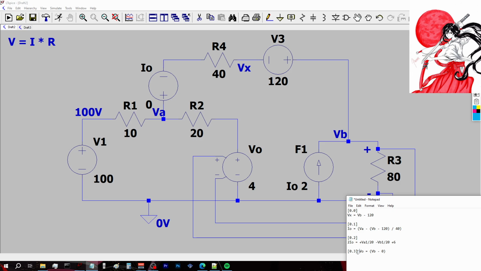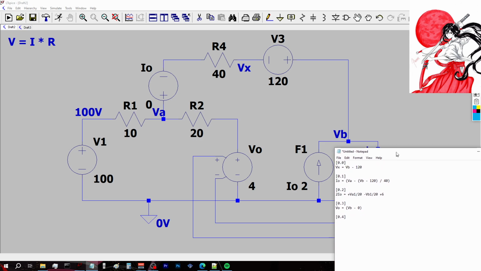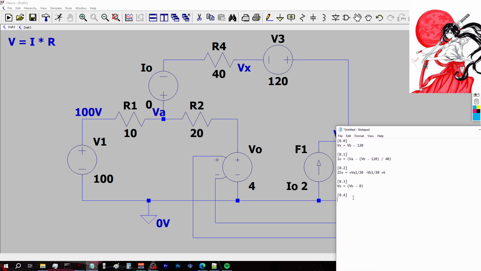So now we're going to multiply VO by 4. So let's do that. We're going to multiply VO by 4. So 4 VO is equal to 4 VB, right? That's what 4 VO is equal to. It's equal to 4 VB. All right, so we solved for all our unknowns.